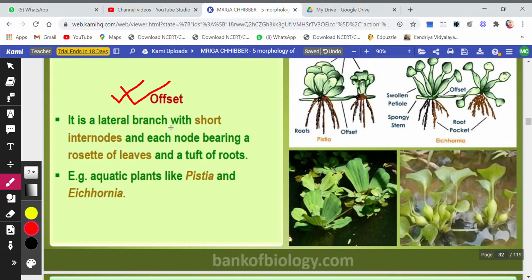Then offsets, this topic we also do in class 12. It is a lateral branch, you see. This is a lateral branch with short internodes and each node bearing a rosette of leaves. Now this is a node, so this is a rosette of leaves. Again, this is a node, this is a rosette of leaves and a tuft of roots. You see that the roots are also present here. Examples: Pistia and Eichhornia.